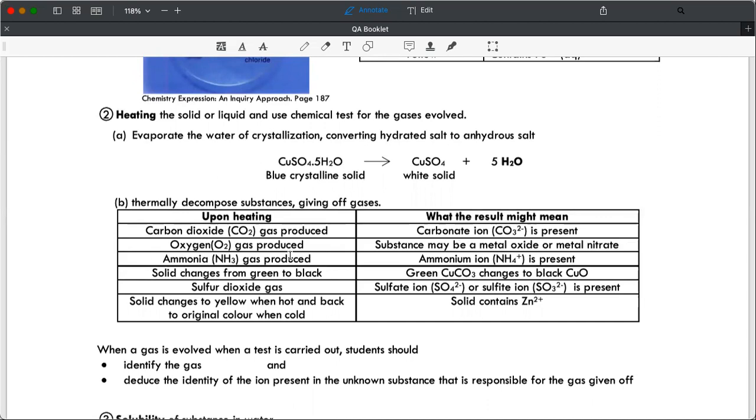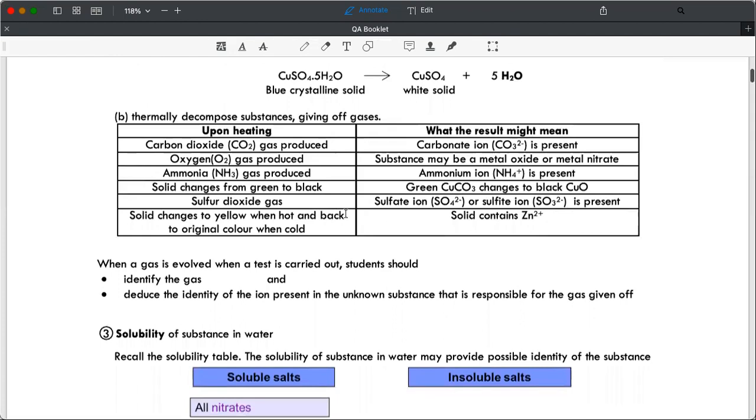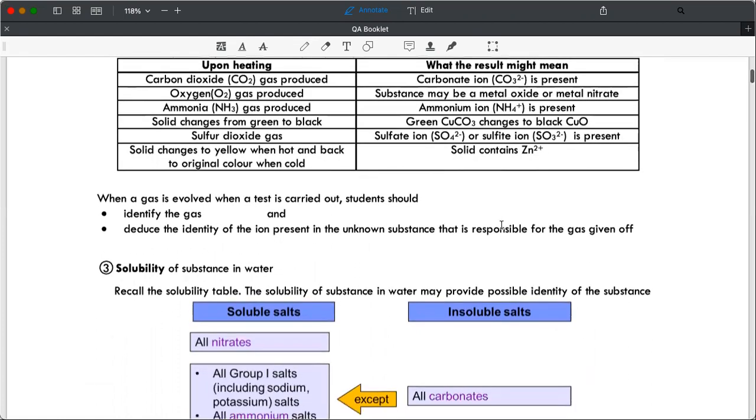If oxygen gas was produced in the thermal decomposition process, then the substance may be either a metal oxide or even a metal nitrate. Ammonia gas produced from the reaction could suggest the presence of ammonium ion. Okay. If the solid changes from green to black, it is likely to be copper(II) carbonate decomposed to form copper(II) oxide. And if you observe the solid changes to yellow when hot and back to white when cold, it could be zinc ions.